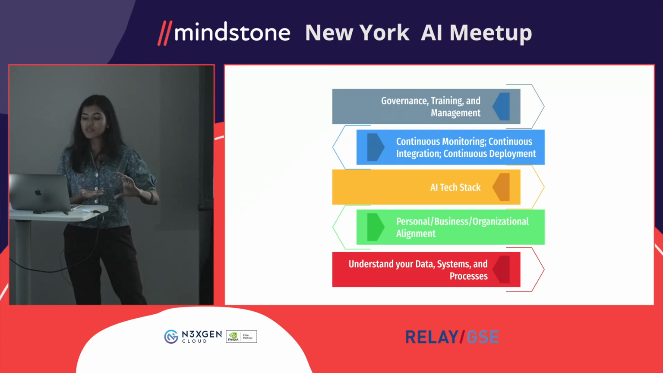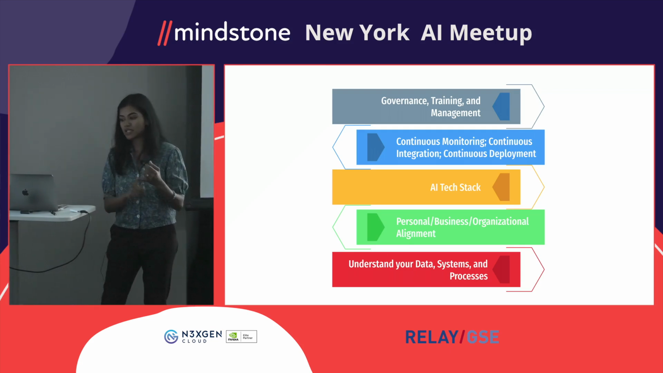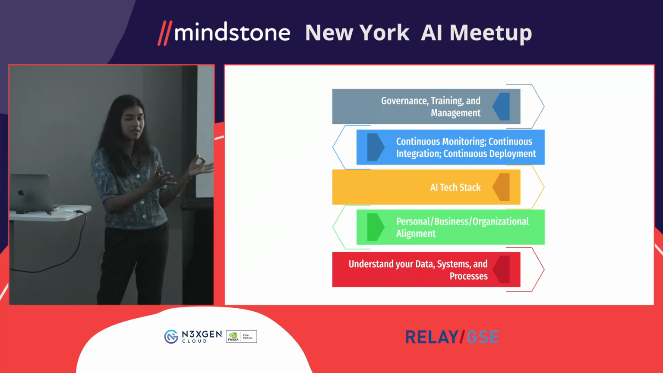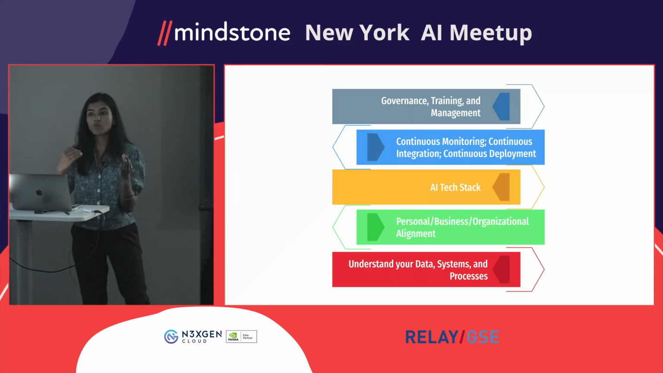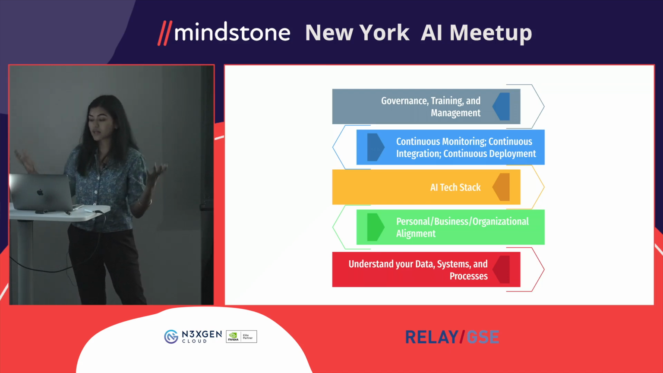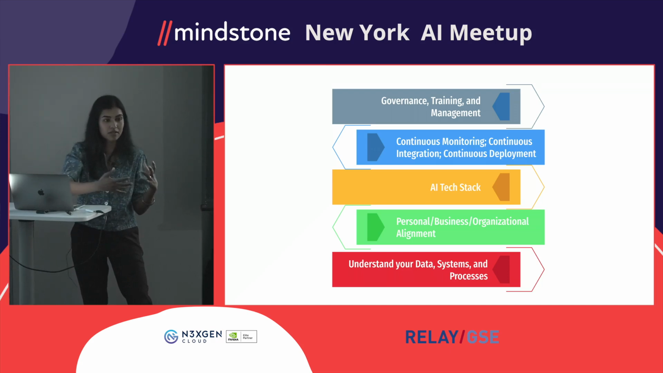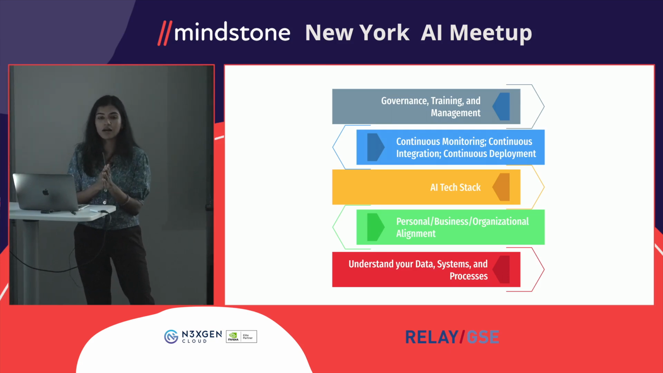On the bottom of the stack is understanding your data, systems, and processes. I know it's overly simplified, but even for a personal use case, it's really understanding what data you're going to be putting into these systems, what systems you have in place right now, what processes work for you as a business, as a team, as an organization. And then on top of that, you align your personal goals or your business goals or your organizational goals. And think about the pain points. Think about the bottlenecks that you're facing right now.